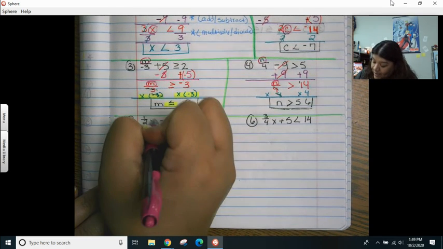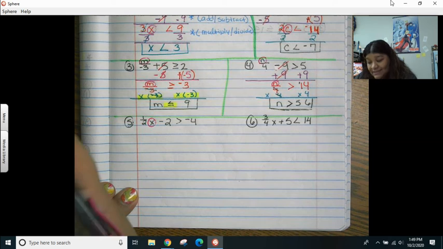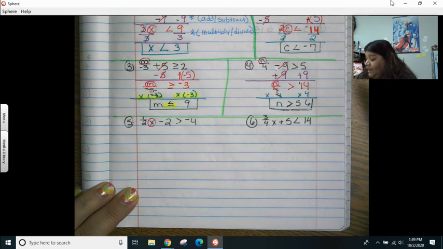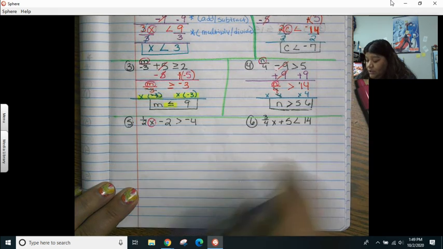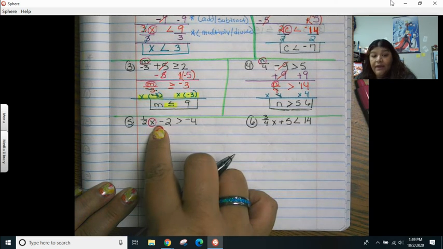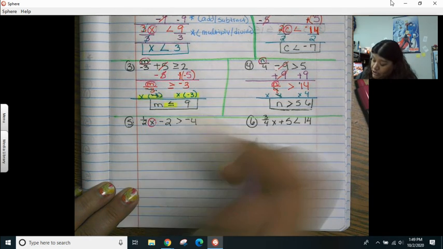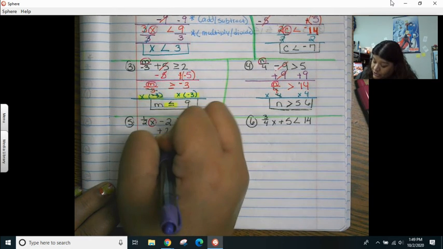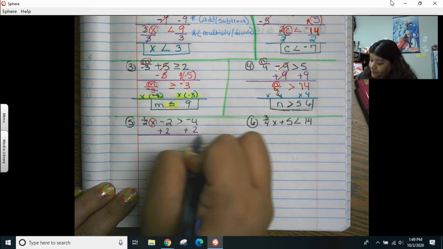So I am still going to isolate the variable. Steps are the same. And now we're going to do the inverse operation of addition or subtraction. What do you see? I see subtraction as well. So the opposite or inverse of subtraction is addition to both sides to keep it balanced. Okay.